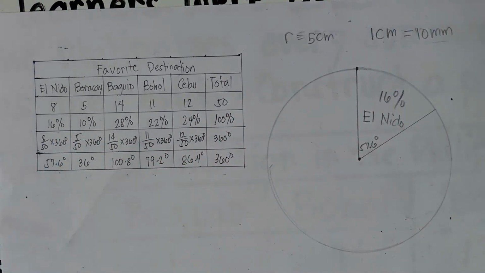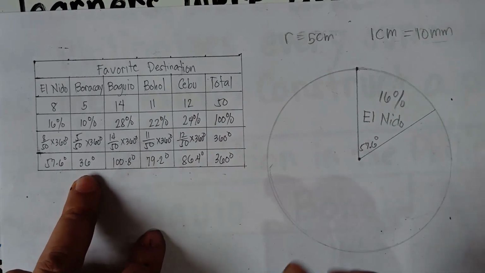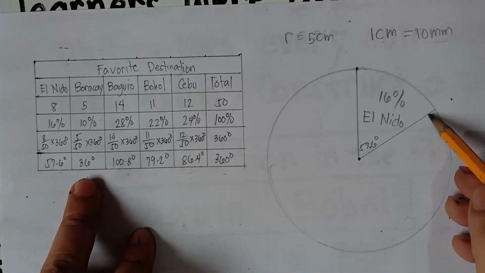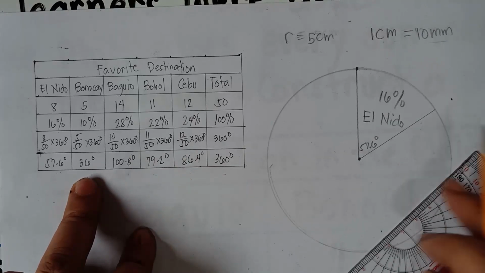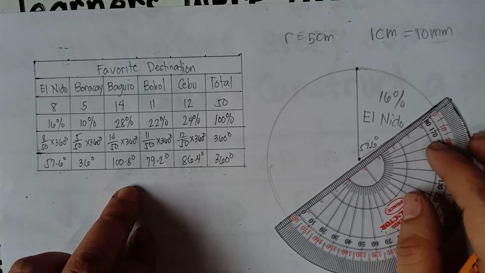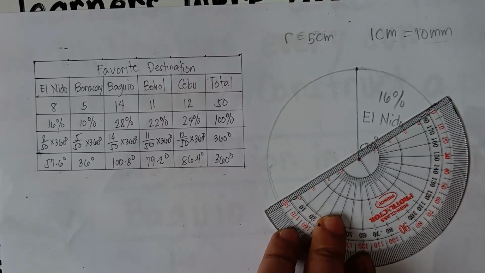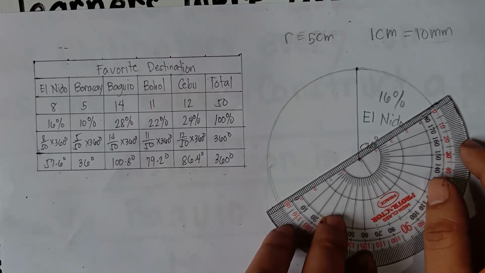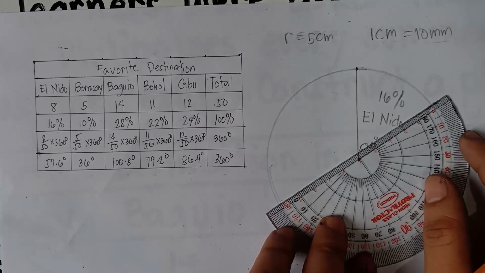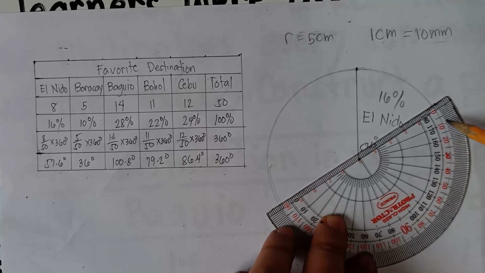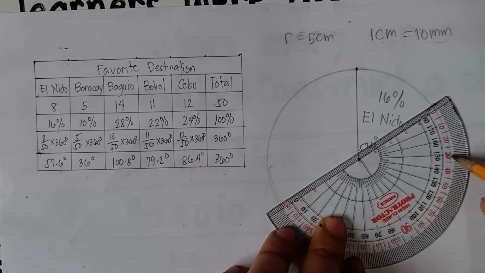16% for El Nido. Alright, and then next step, we find the degrees for Boracay. That would be 36 degrees. So you align 0 in this particular line. Center part of our protractor, you align it here, and then we align 0. Once again, let's do it step by step. Then we find 36 degrees. Use the outer angles: 10, 20, 30, 35. In between 30 and 40 would be 35, and then 36, estimated.